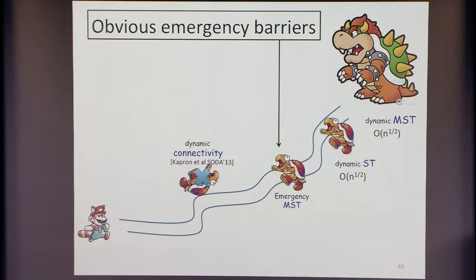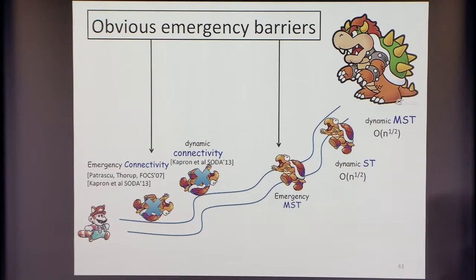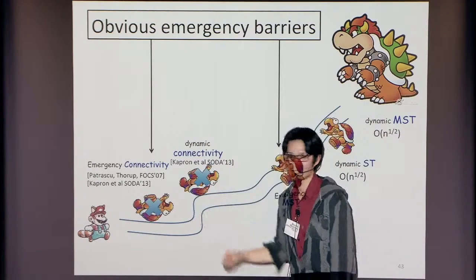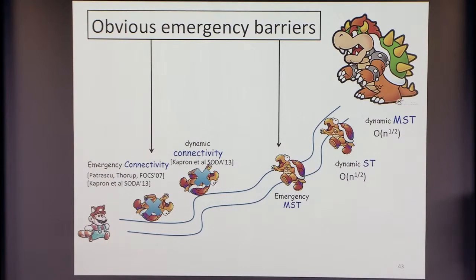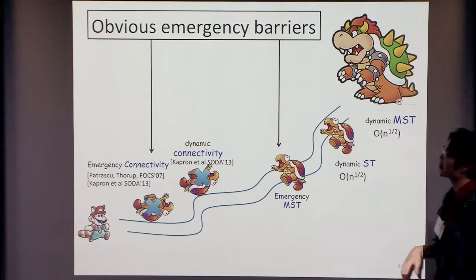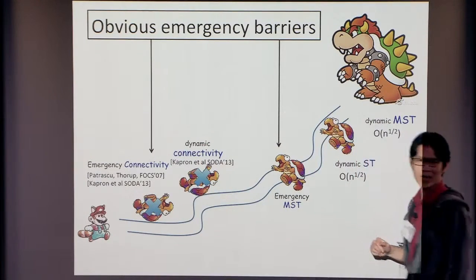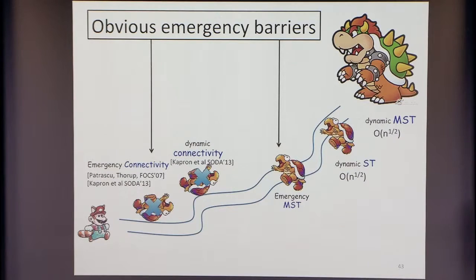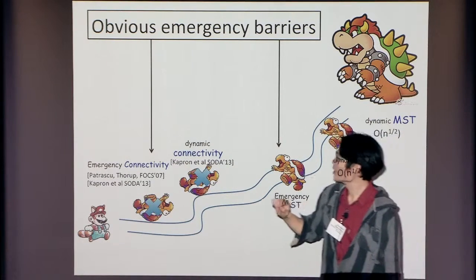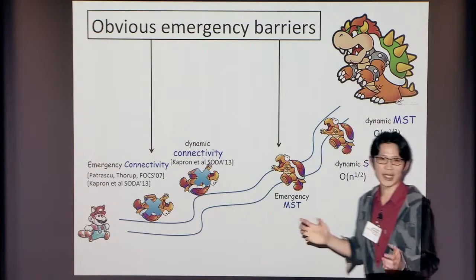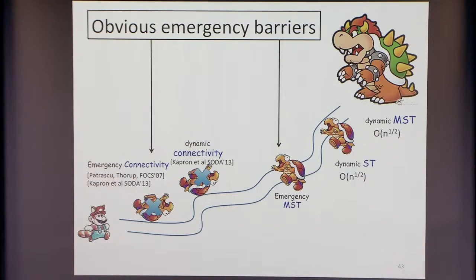And I think it's a good time to mention another barrier, which is called emergency connectivity, just to put everything in the picture. This was actually studied in 2007 by Patrascu and Thorup. They kind of broke that already, but with some condition. But later on, in the work of Kapron et al., they broke it, I think, quite completely, except that the algorithm is randomized. So that obvious barrier is gone.